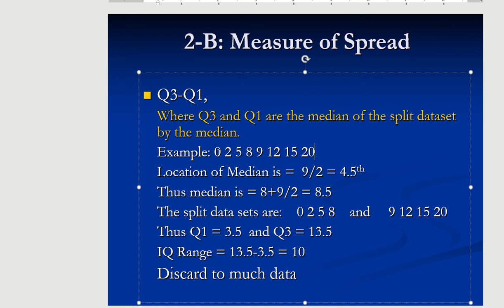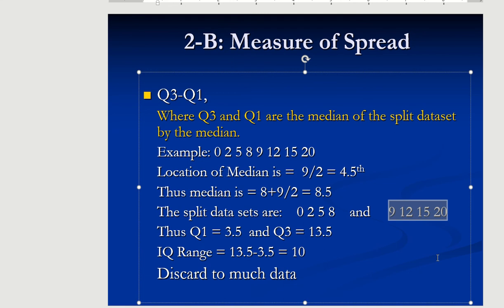So for the median, you count 1 observation, 2, 3, 4, and the 5th observation, and you take the midpoint between these two, and therefore the median is 8.5. The median, or Q2, splits the data into a lower 50% and an upper 50%. So that's the lower 50% and that's the upper 50%.